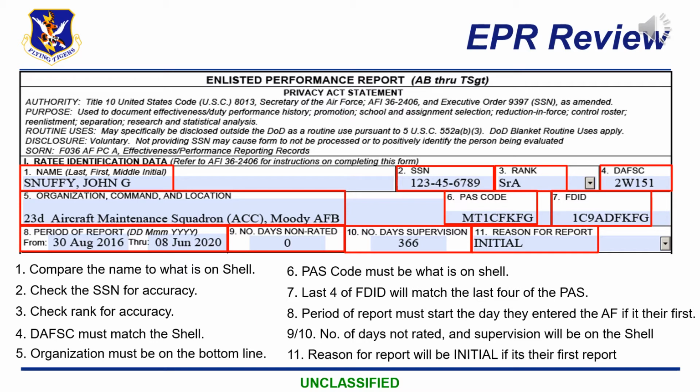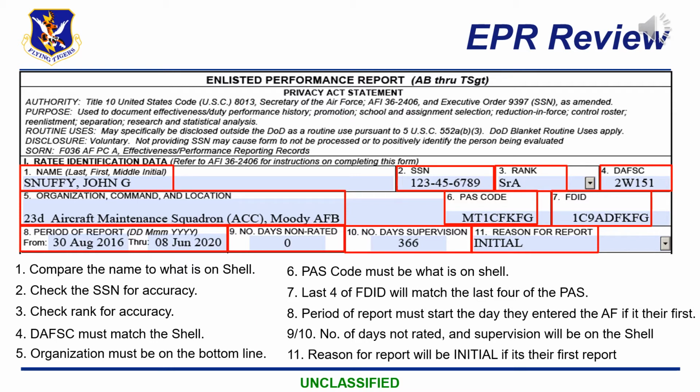In 5, the organization must be on the bottom line. This is a common mistake. We see this a lot with EPRs, and AFPC will push this back, which will cause a delay with the evaluation. Usually we see it on the top. It must always be on the bottom, and it must always look exactly like what you see here.